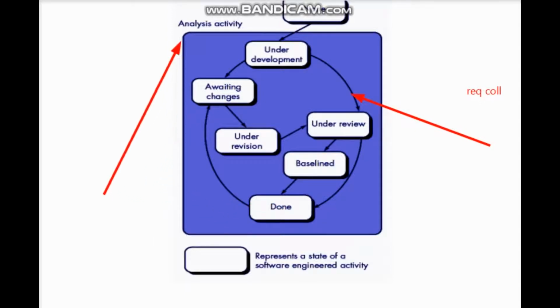So this analysis activity is nothing but what? It is a process where all the project activities have to undergo these states, and it depends. If the information is clear or that process is clear, it may directly go for review. Sometimes it may get done easily, but sometimes there may be a need of awaiting changes, or a need of going through revision. In this way all these activities are carried out.